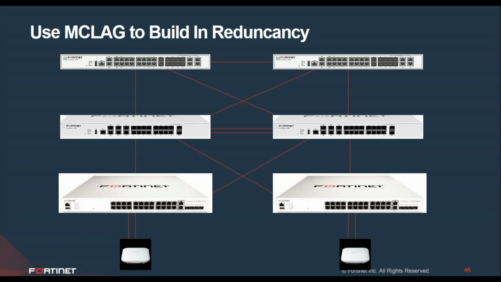I connect both the core switches to each FortiGate. I connect them to each other. And then my edge switches, I connect a link back to each of the core switches. And then I can connect a couple access points. And if those access points have redundant interfaces, I can do link aggregation from my edge switch to my access point and add redundancy to the access point connection as well.